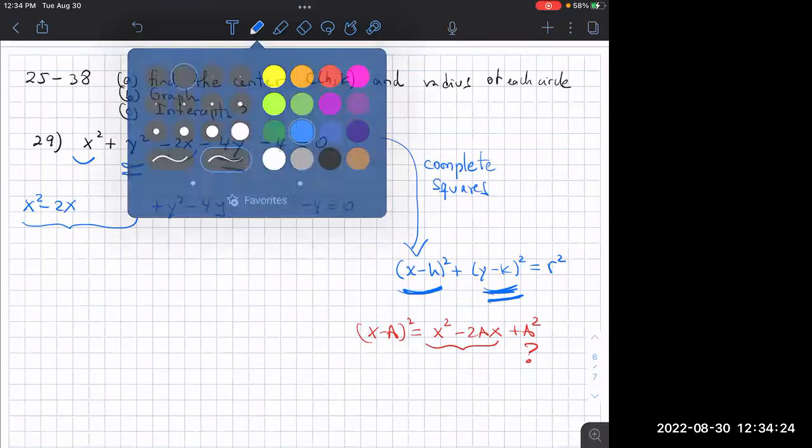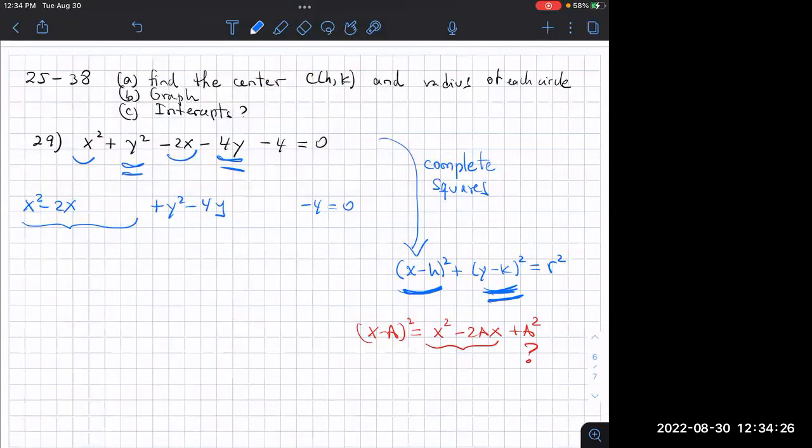So that's the idea. You take half of the coefficient of x, half of negative 2 in this case. What is half of negative 2? That would be negative 1, right? And that's how you get the a, because 2a is negative 2, so a must be negative 1. And then what you need to add is the square of a. So a squared is negative 1 squared, which equals 1.